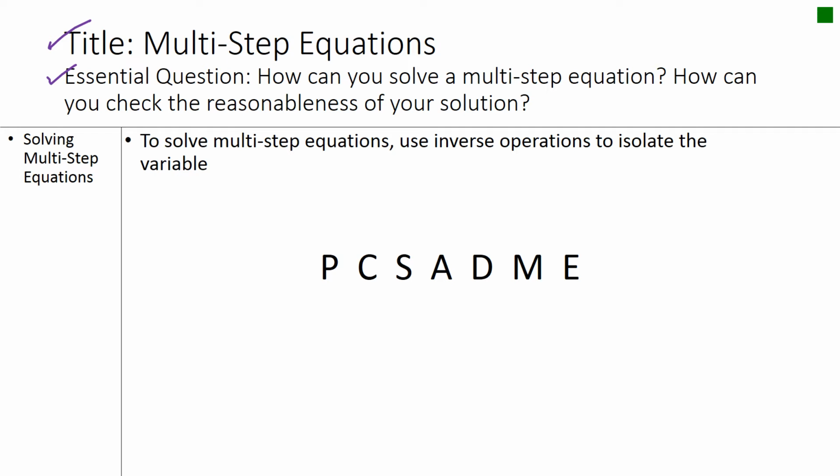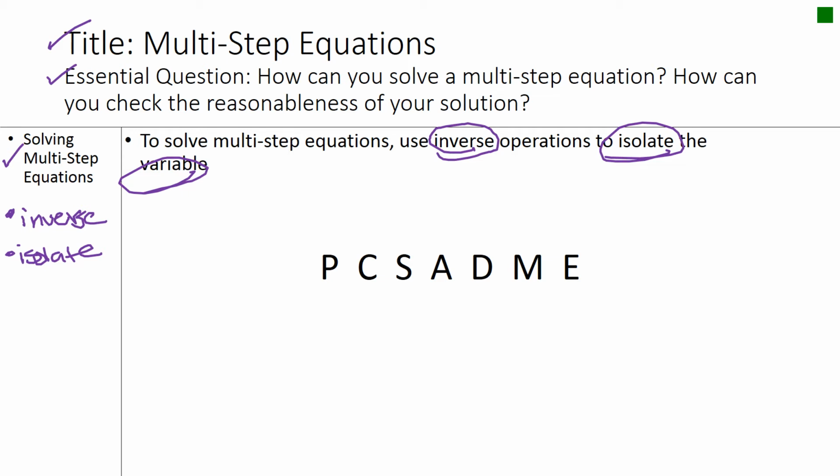Your vocabulary today is solving multi-step equations. And how do you solve multi-step equations? To solve multi-step equations, use inverse operations. If you don't remember what inverse is, probably should put inverse over here and look it up. To isolate, if you don't remember what isolate is, put isolate over here. Isolate the variable. If you don't remember what a variable is, put variable over on that left-hand side as well. So in math words, you use inverse operations to isolate the variable.